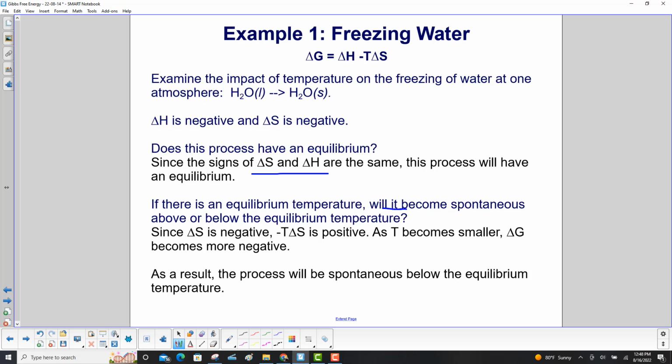Okay, so will it become spontaneous above or below the equilibrium temperature? Well, we've got delta S is negative, therefore negative T delta S is positive. As T becomes smaller, delta G becomes more negative. As a result, the process will be spontaneous below the equilibrium temperature.